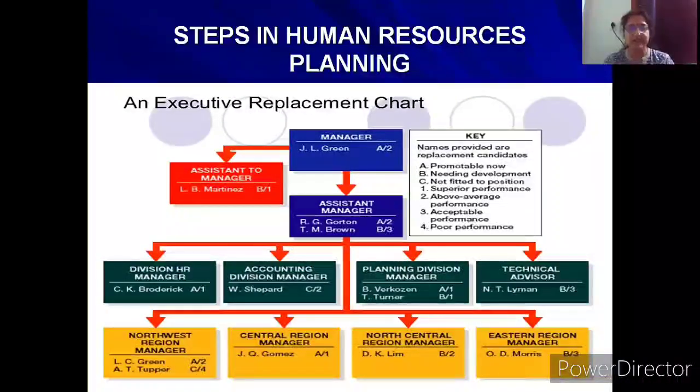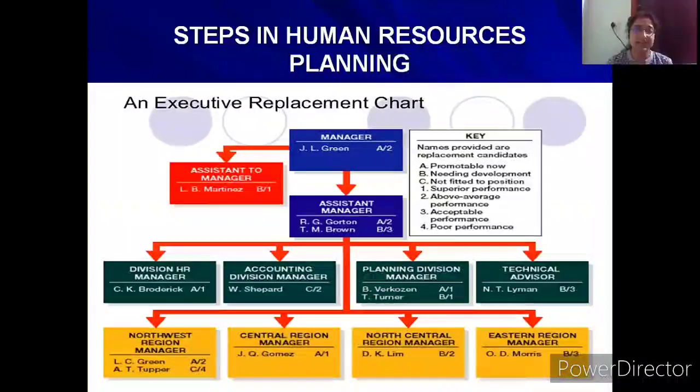So what are these ranks? If you see the key which is given on the right side of this chart, A says that they are promotable now. B says that they need development. And 1 says superior performance, above average, all those things. So for a manager's position, Mr. Green is eligible in such a way that he's promotable now and he has above average performance. Now, for the manager position there is not much of a choice.